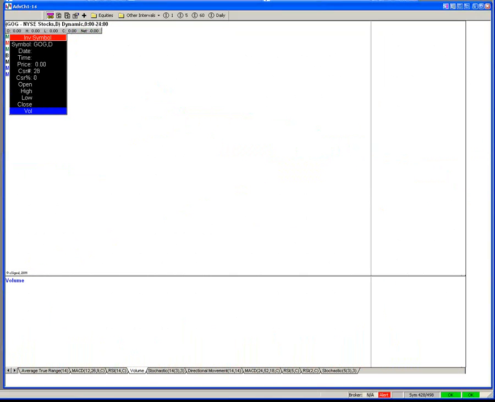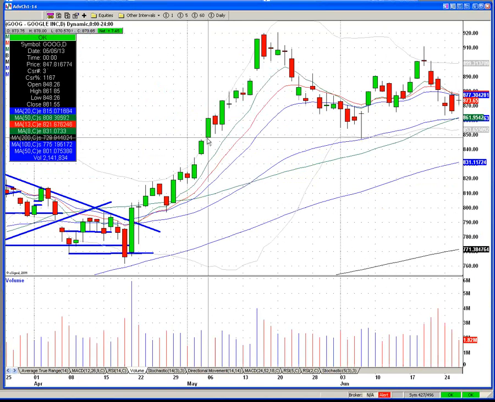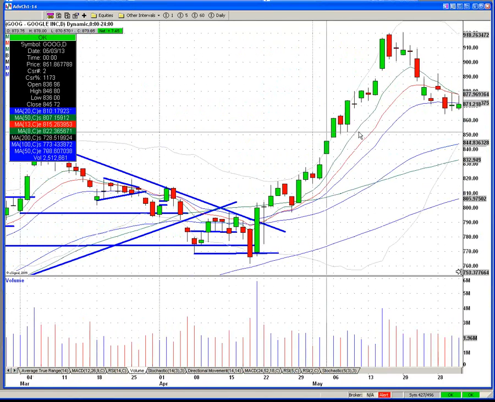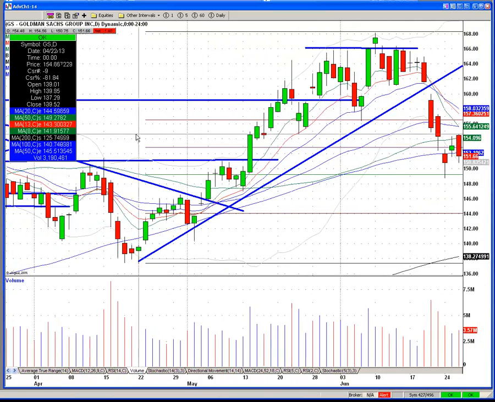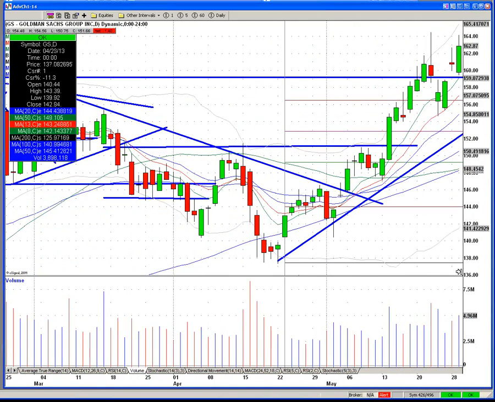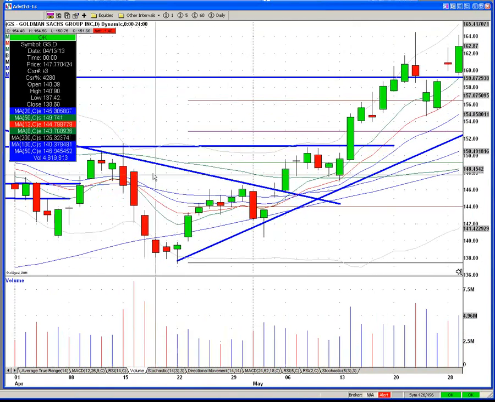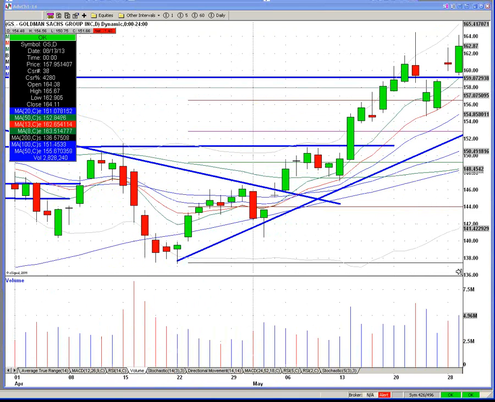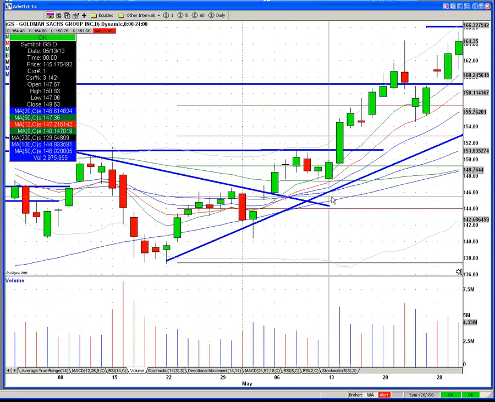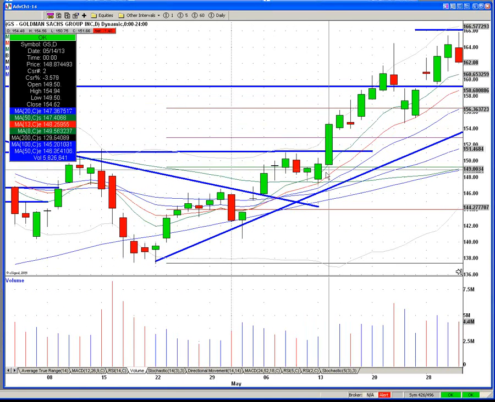Another good example of a power up move that you can fade. Or actually, I want to go to Goldman Sachs is the one. Goldman Sachs actually showed up as a power-up candidate a couple times here during the month of May. First one here was right here, these 3 days, 1, 2, 3. I can label them just to make sure you're clear.